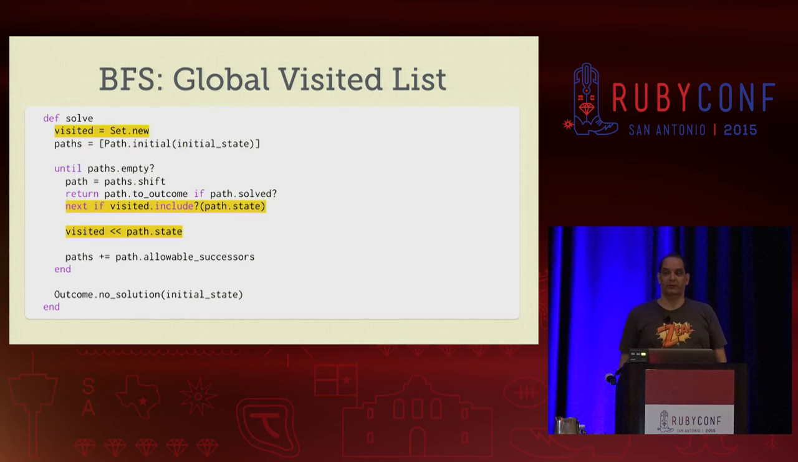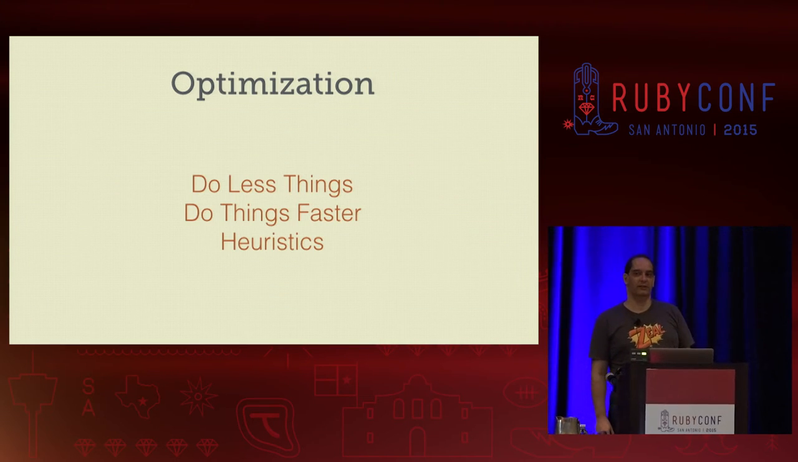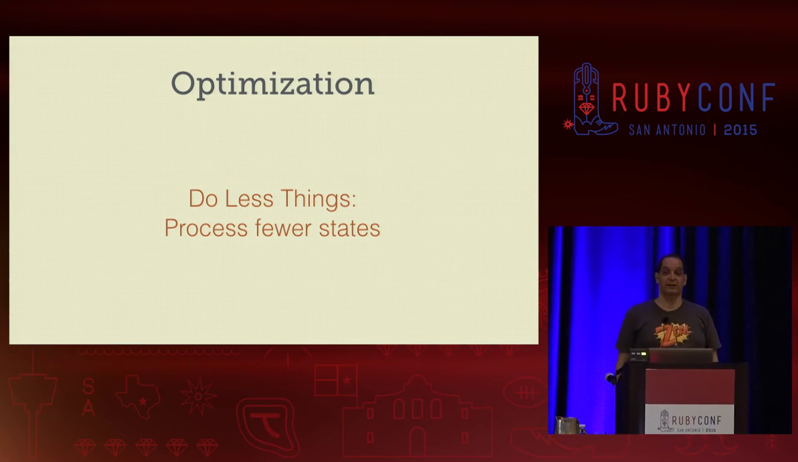But even with breadth-first search, it worked pretty well, but it was still too slow. And that's when you have to start trying to optimize your algorithms a little bit. So there's basically two things you can do, and I've added a third here that kind of plays into the other two. You can either do fewer things, or you can do things faster, and you can use heuristics to choose which of those to do. And I'll talk about heuristics in a minute. So doing fewer things in this context really means, can we process less of that game graph, fewer states? Can we just process fewer states?